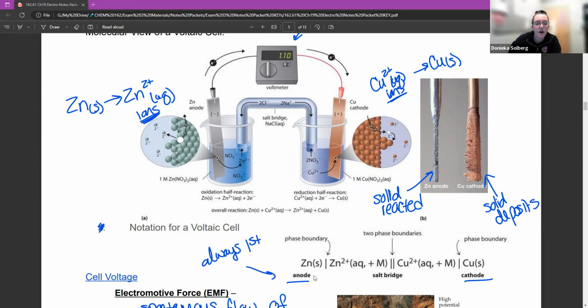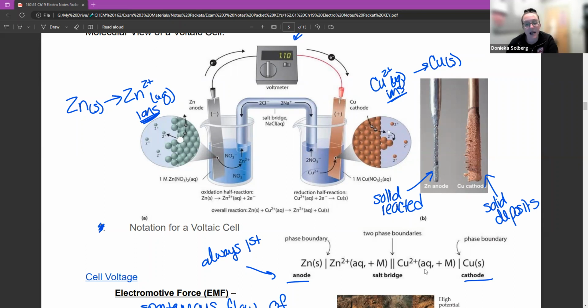So if you can't remember what order these should be in, they should be in order of reactants to products. Okay, zinc turns into zinc 2 plus. This is solid, this is aqueous. Usually you put your molarity here as well. And then you write 2 lines to represent your salt bridge. And then on the right side, we have copper turning into copper solid.